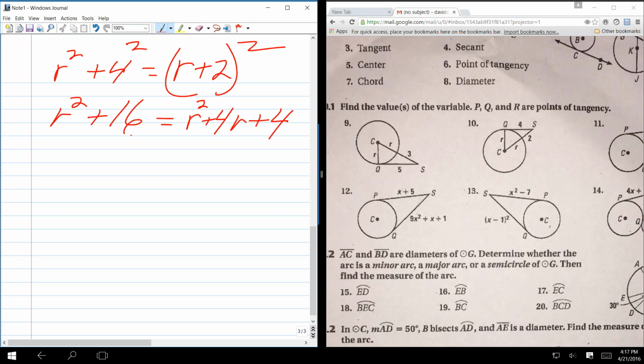Now what? You could get rid of r squared on each side. Which helps a lot, notice. In other words, right now we have a quadratic on the left, a quadratic on the right. When I get rid of the r squareds, all of a sudden I'm looking at a linear function. It's only going to have one answer. Subtract 4 from both sides. Divide both sides by 4, and you get r equals 3.